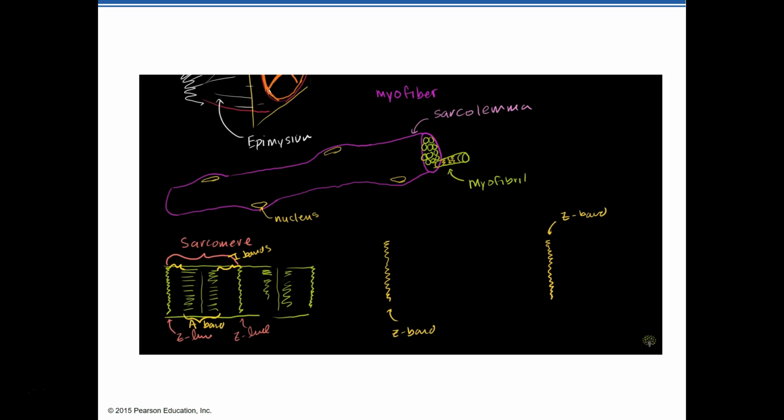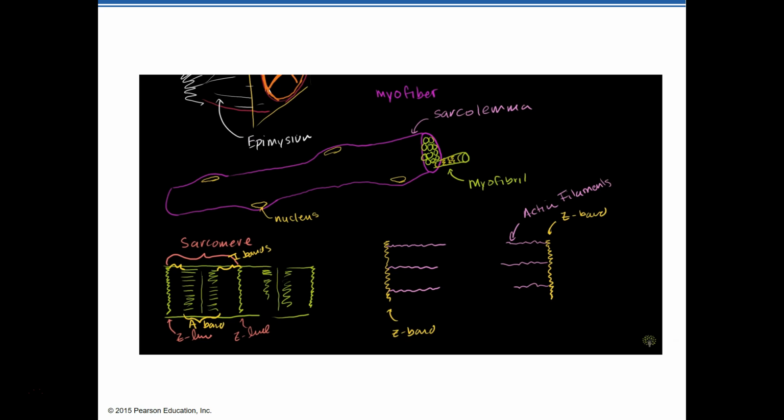Now we're getting to that molecular level that I talked about. So you'll have your actin filaments. I'll draw them like that. I'll just draw a couple. You have your actin filaments that look like that. Let me label it. So these are the actin filaments.